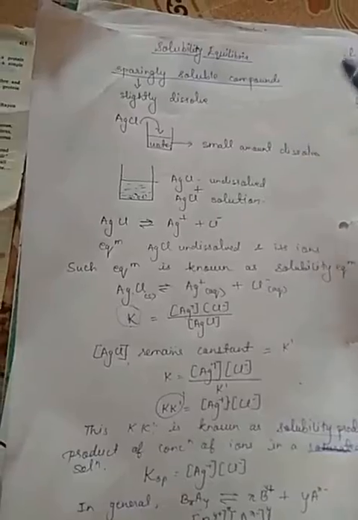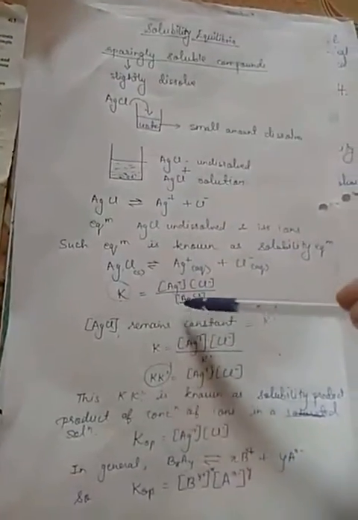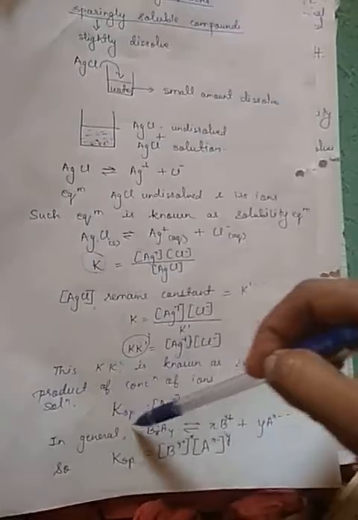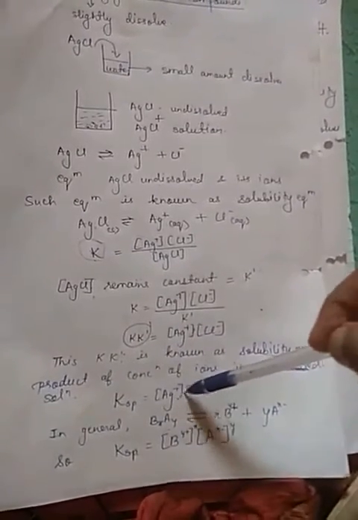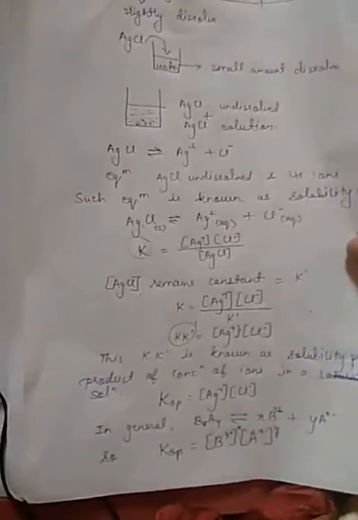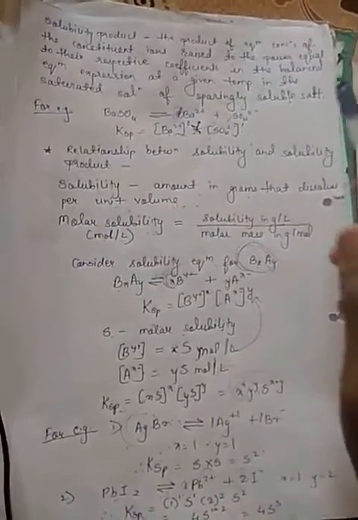We studied the solubility equilibrium for a sparingly soluble salt, and how to calculate the solubility product, which is denoted by KSP. It is the product of concentrations of ions at equilibrium condition, that is the solubility product. The definitions are very important. Please learn word-to-word definitions because they are asked as they are in the exam, then only you will get full marks.